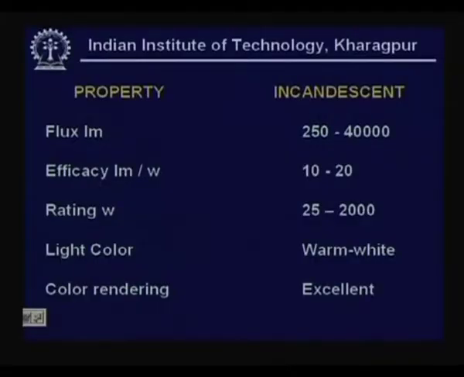Color radiation is warm white. I said the spectrum is continuous, spreads over the entire visible zone. It is close to the natural light, therefore it's warm white. Hence we find the color rendering is excellent. So that's qualitatively saying it's good. In other words, if you see a red color thing, it's truly red.